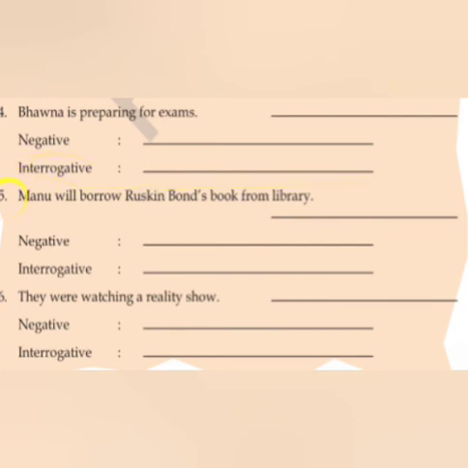Number 5. Manu will borrow Ruskin Bond's book from library. Now this will borrow tells us that this sentence is in simple future tense. So its negative will be like this: Manu will not borrow Ruskin Bond's book from library. And its interrogative, we will put helping verb at the first, so it will become like this: will Manu borrow Ruskin Bond's book from library?